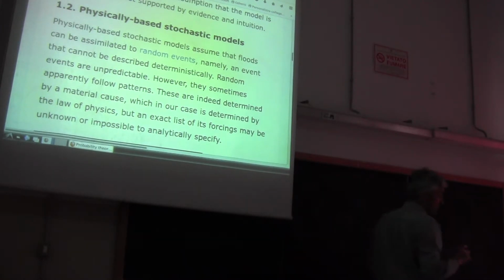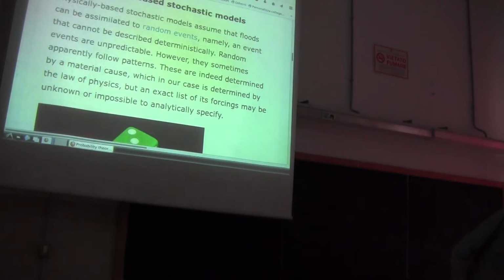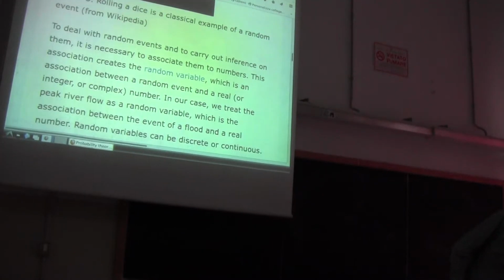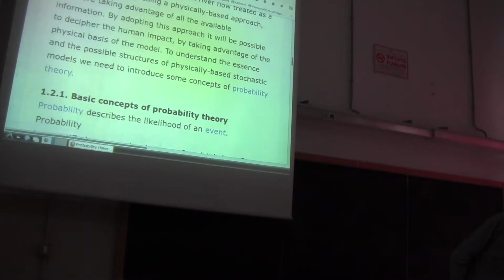So what we do in hydrology usually is to build a deterministic model and then estimate uncertainty by using a probabilistic model. And therefore, through the deterministic model, we take the physical knowledge into account. Here there is the definition of random variable.